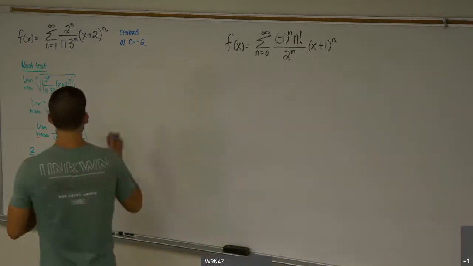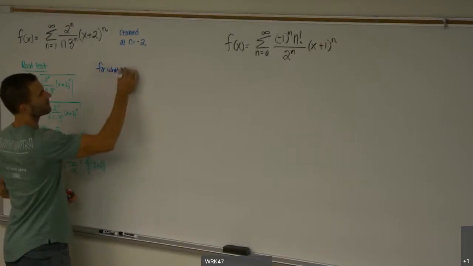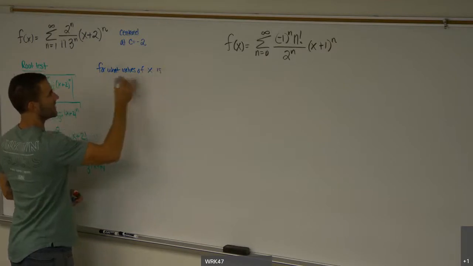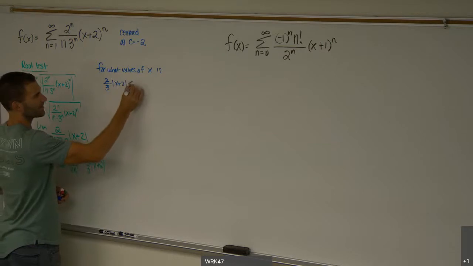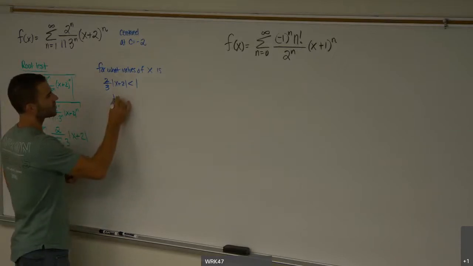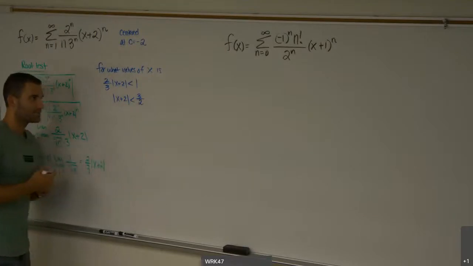And now we have to answer the question, for what values of x is 2/3 times the absolute value of x plus 2 less than 1? Again, why? Because of the ratio and root test. They tell me I want to know when this limit is less than 1. That is where I will converge. Now, because of the 2/3 on this side, I'll isolate the absolute value term to give me 3/2, 1.5.